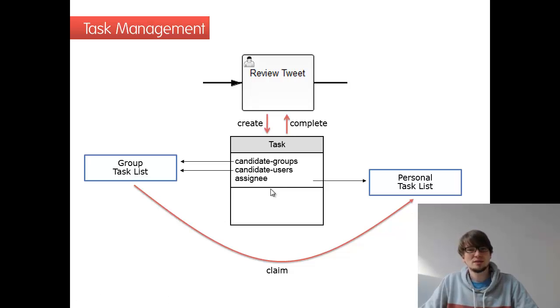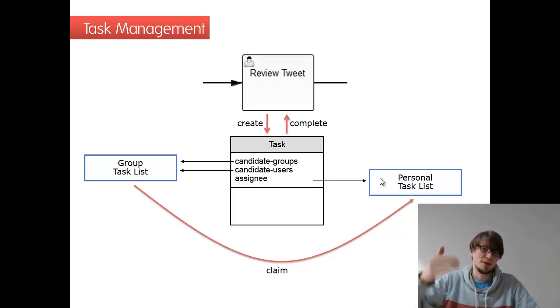So the basic or typical flow is that you assign it to a group, and then when the user watches the group task list, they take out the task and claim it. We call it claim, to have it on their personal task list. This is basically where I say, I want to do that, and then I'm set as an SNE. And then it vanishes from the group task list, so nobody else will see it and nobody else will be able to claim it.